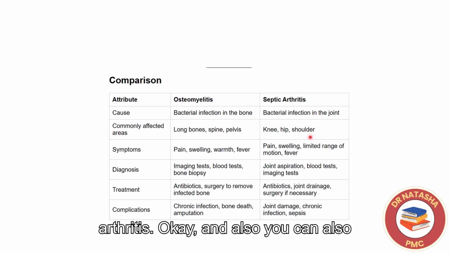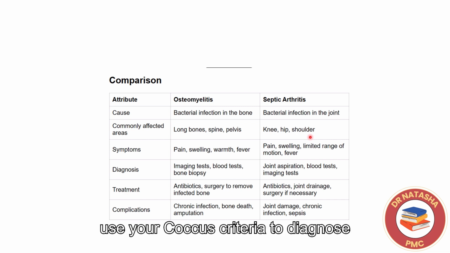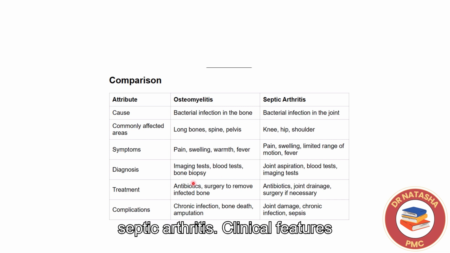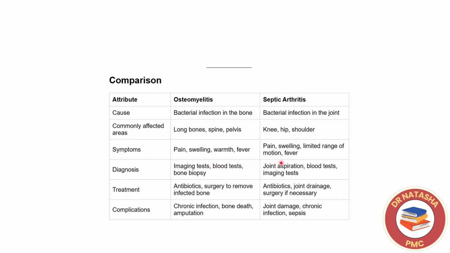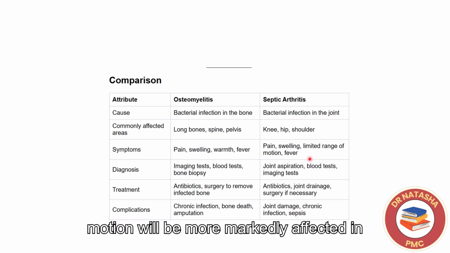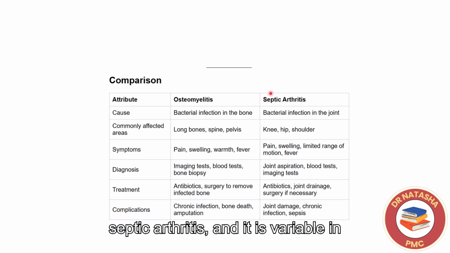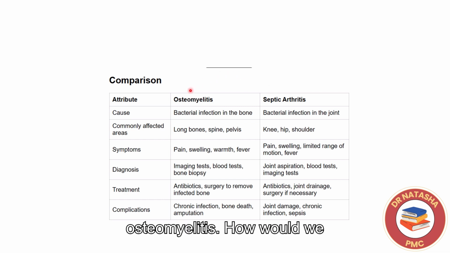You can also use Kocher's criteria to diagnose septic arthritis. Clinical features remain the same: pain, swelling, and limb pain. Range of motion will be more markedly affected in septic arthritis, and it is variable in osteomyelitis.